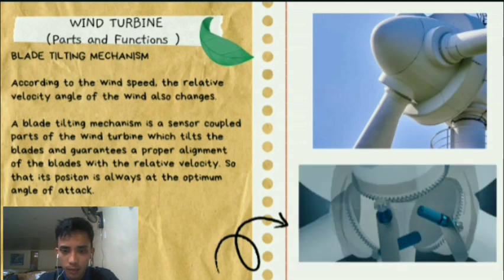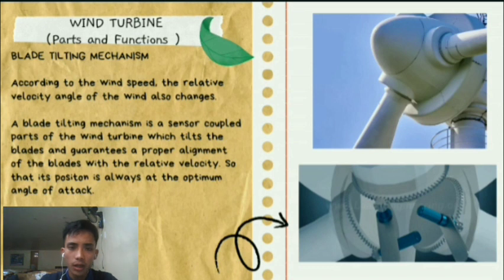Feathering refers to the adjustment of the blade angle to reduce the surface area exposed to the wind, effectively slowing down the turbine and preventing damage during high winds. Feathering is a safety feature that helps protect the turbine and ensures stable operation. So, yun po yung tinatawag natin blade feathering po. So, ina-adjust daw po yung blade angle para po ma-reduce daw po yung surface area exposed to the wind. So, na-adjust po siya at effectively slowing down the turbine and preventing damage during high winds.